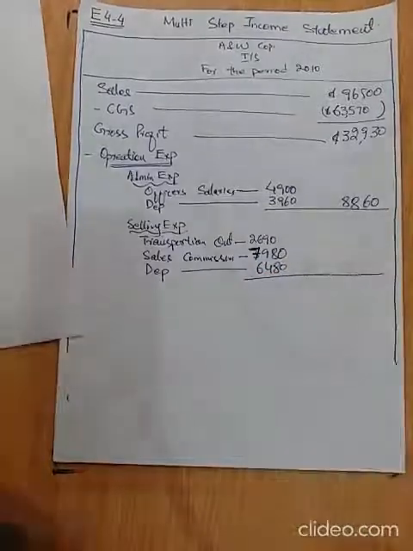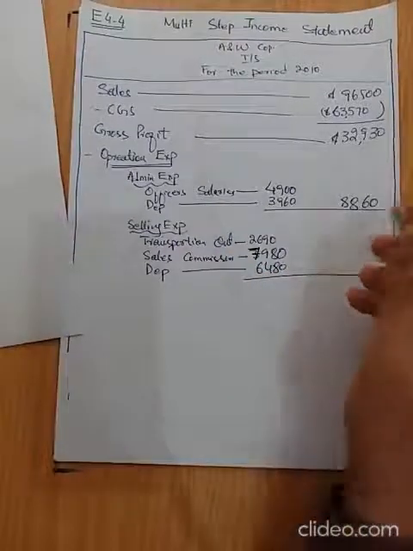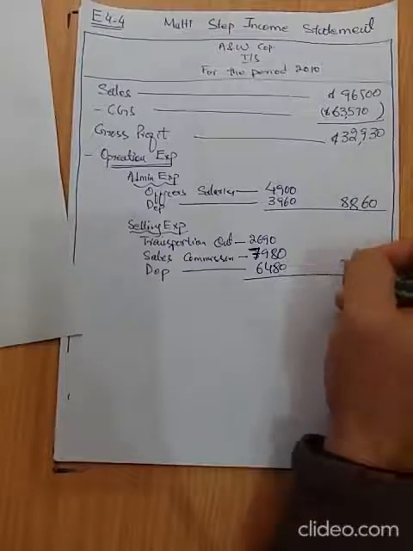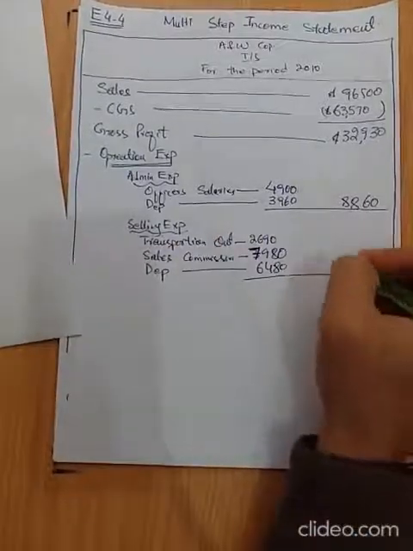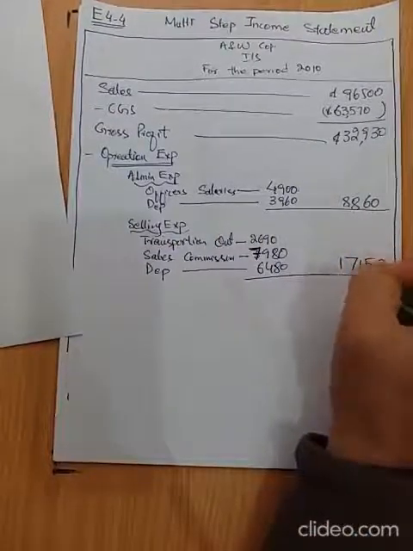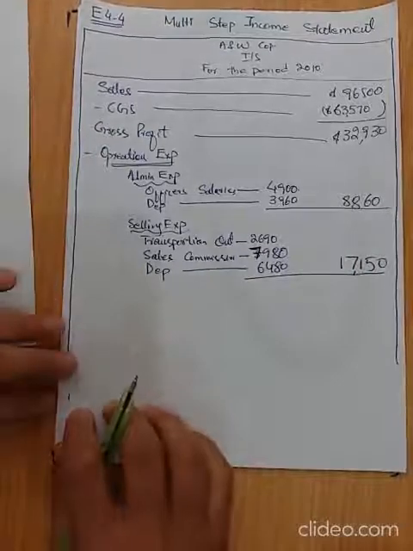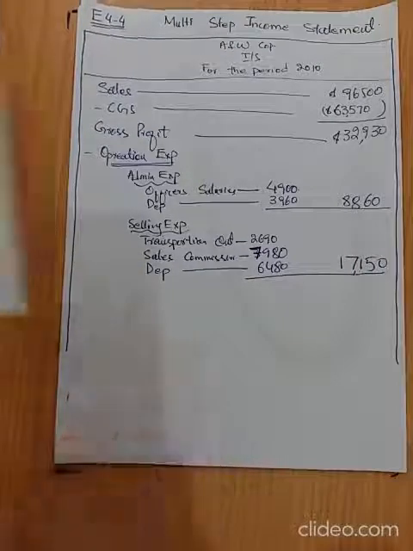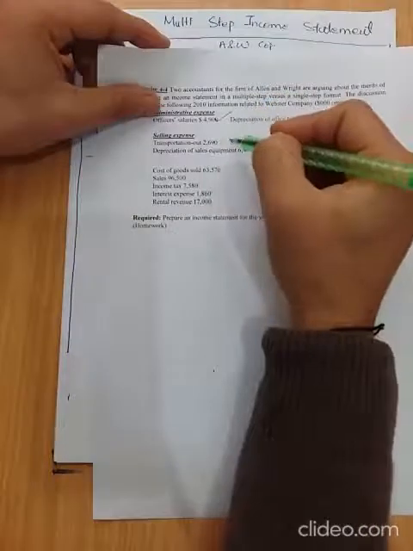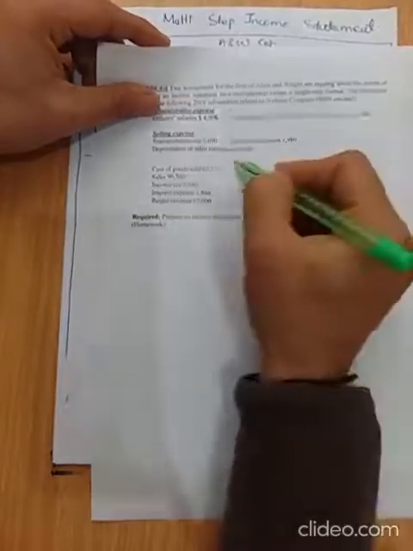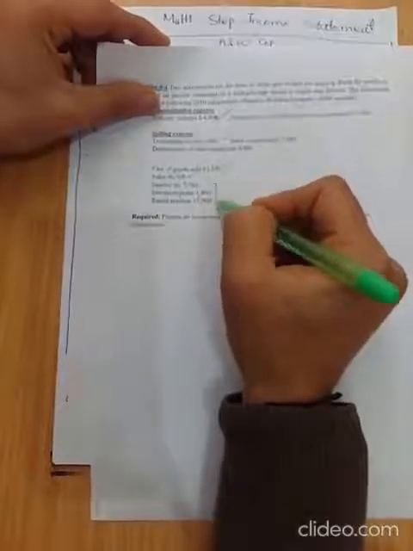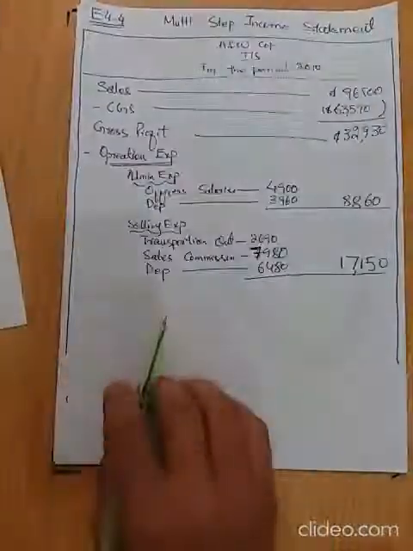So let's find the total of this as well. The total of this is 17,150. Okay, 17,150. So these are the two operating expense groups that we have. Cost of goods sold is done, sales figure is done. These three values are remaining, which are not related to operating expenses.